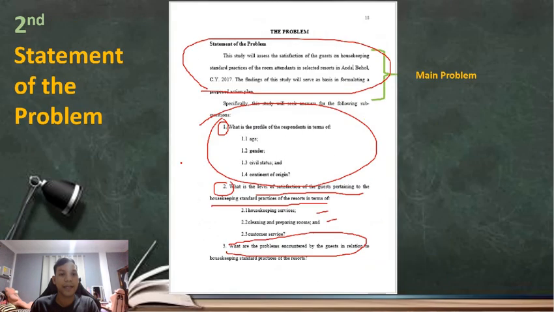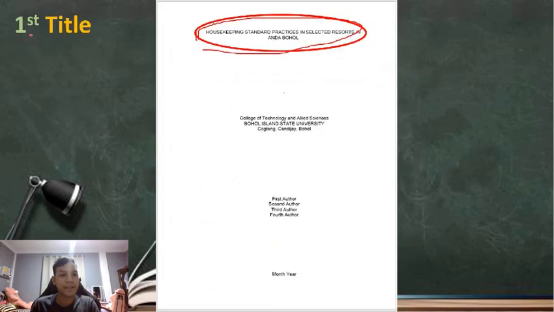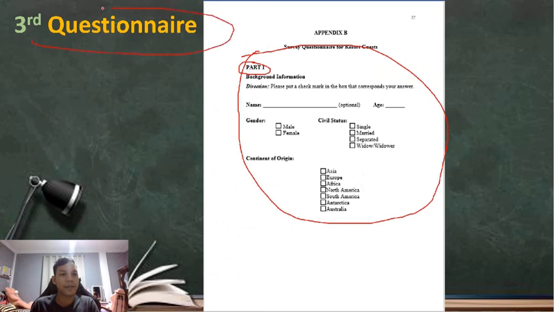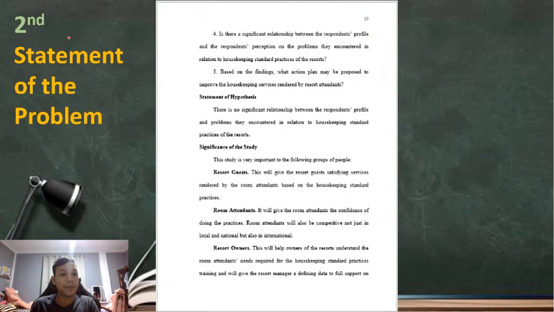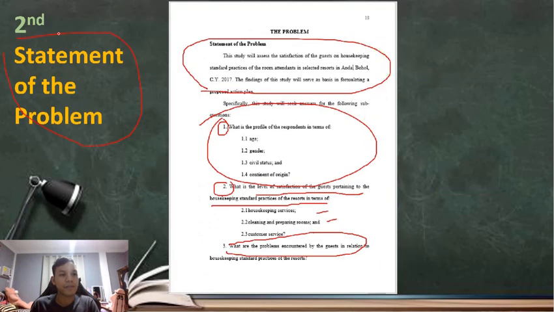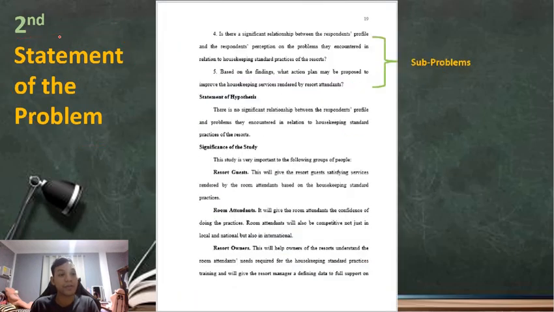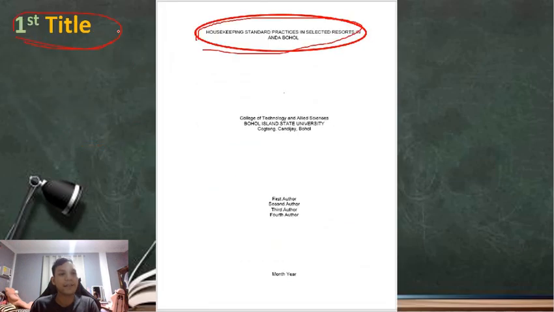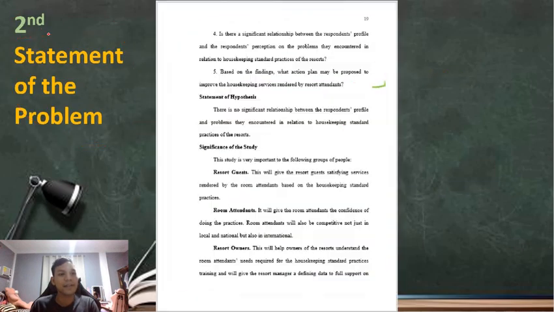together with the title. These 3 things are very important: title, statement of the problem, and then the questionnaire. If you have no problem with regards to these 3 parts, it will be easy for you to finish your study. Other parts will be easy if these 3 things are clear and aligned with each other.